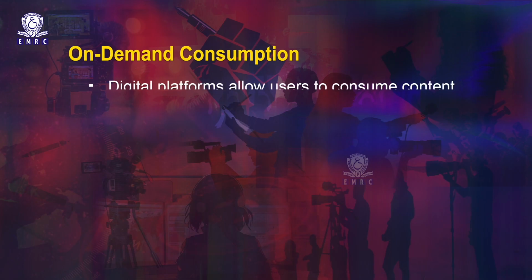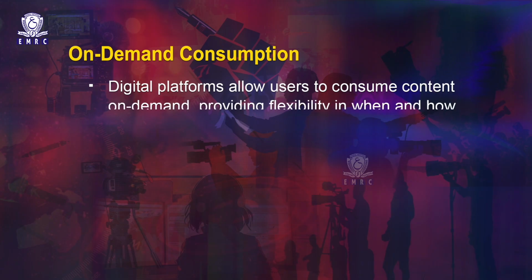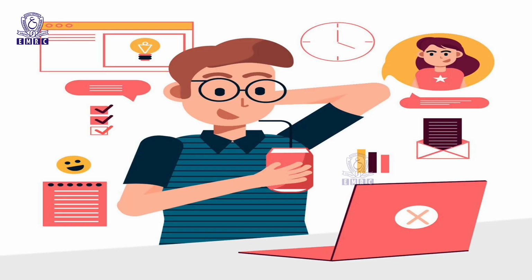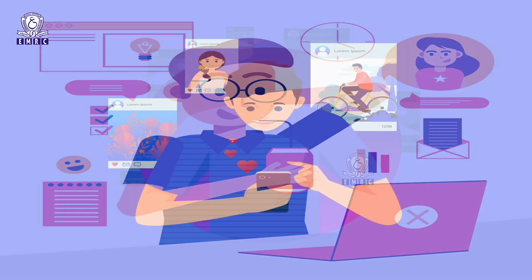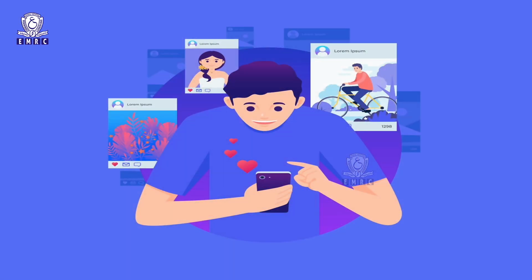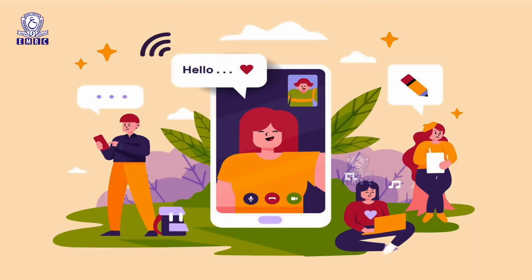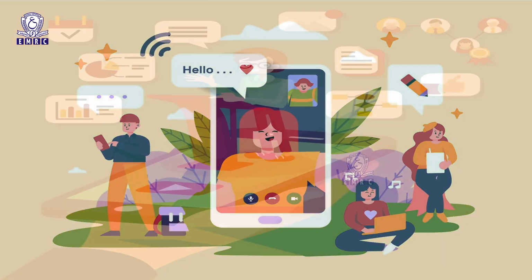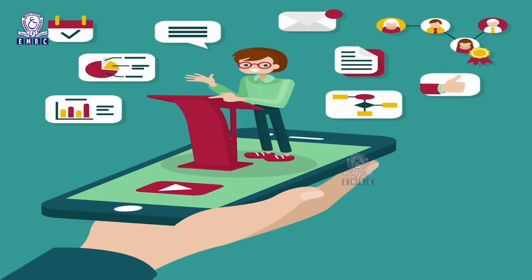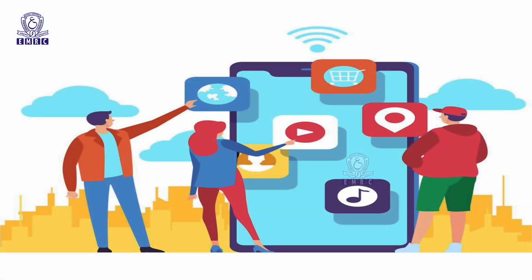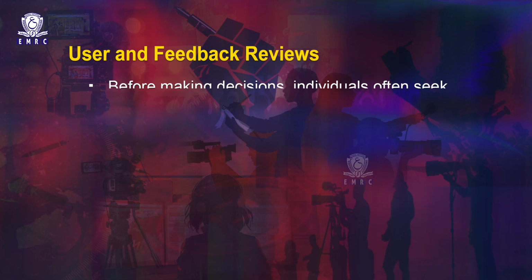On-demand consumption. Digital platforms allow users to consume content on demand, providing flexibility in when and how they engage with media. Users actively choose what to watch, reflecting the gratification of entertainment and escapism. Mobile connectivity. The widespread use of smartphones enables constant connectivity. Users engage with mobile apps for communication, information retrieval and entertainment, aligning with gratifications of social interaction, information seeking and entertainment.